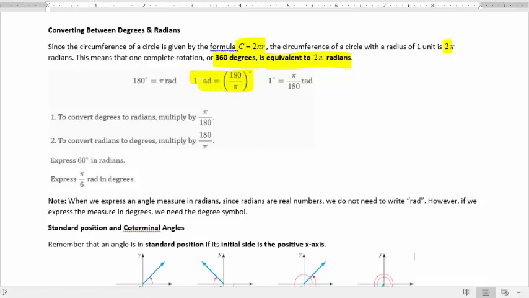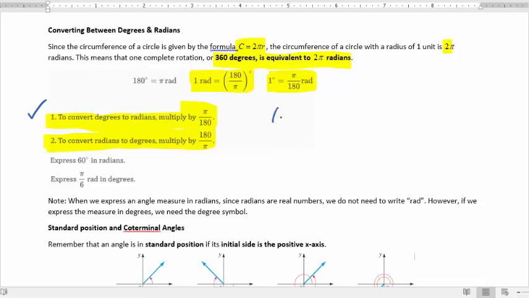Those last two are the important ones to remember, because that's what you're going to use when you're converting from either degrees to radians or radians to degrees. To convert degrees to radians, you multiply by pi over 180, and to convert radians to degrees, you multiply by 180 over pi. So just a simple example: if you're trying to convert 60 degrees to radians, I'm converting degrees to radians, so I'm going to multiply by pi over 180.